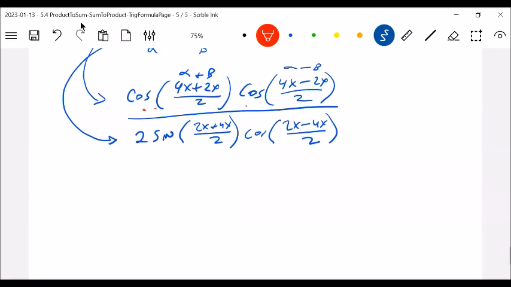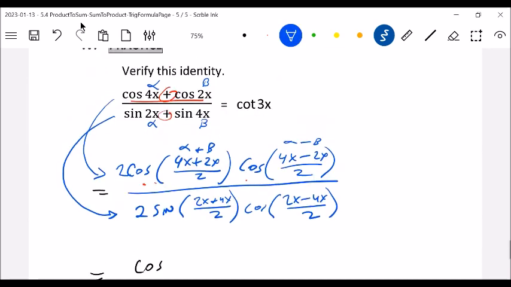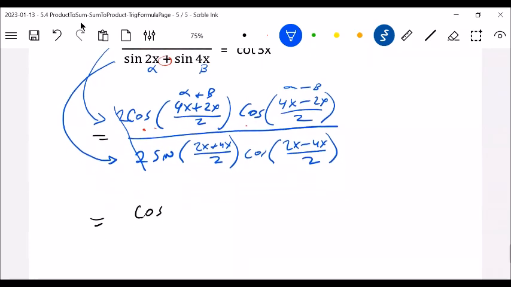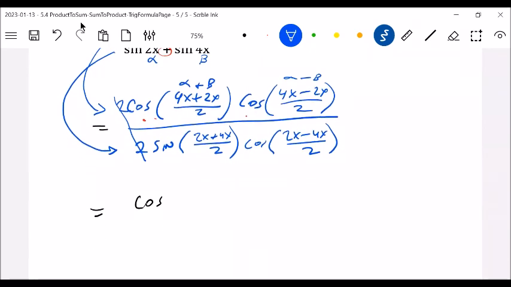Well, now let's simplify these numbers here. Okay, so that's cosine. I'll do a different color going to the next one. That equals cosine. Oh, I forgot to put the 2 here that went with the first formula, because now those 2's cancel out. So now we have cosine of 6x over 2, which is 3x. And then cosine of 4x minus 2x is 2x over 2. Well, that's just x.